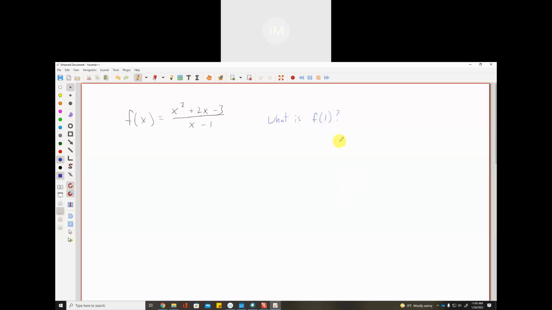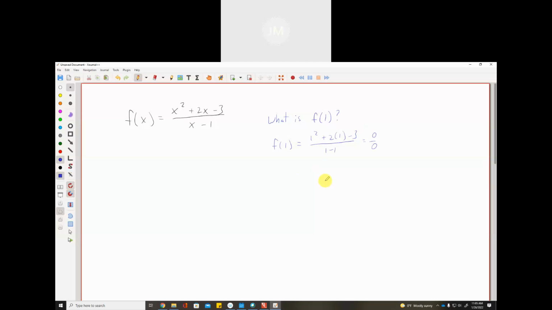Okay. If I try to plug 1 into this function, in the numerator, 1 squared plus 2 times 1 minus 3 over, in the denominator, 1 minus 1. 1 squared is 1, plus 2 is 3, minus 3 is 0. 1 minus 1 is 0. And we should all, hopefully, at this point realize that if you divide by 0, something bad happens.